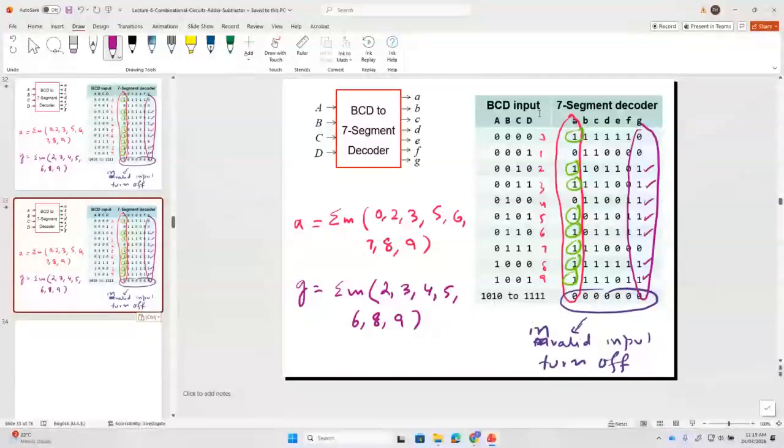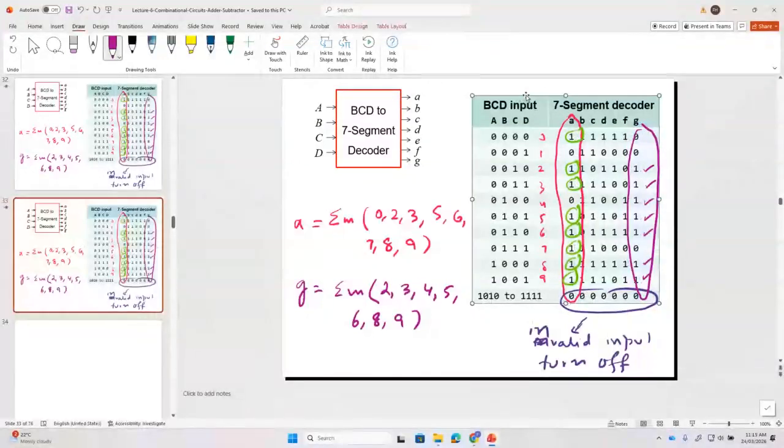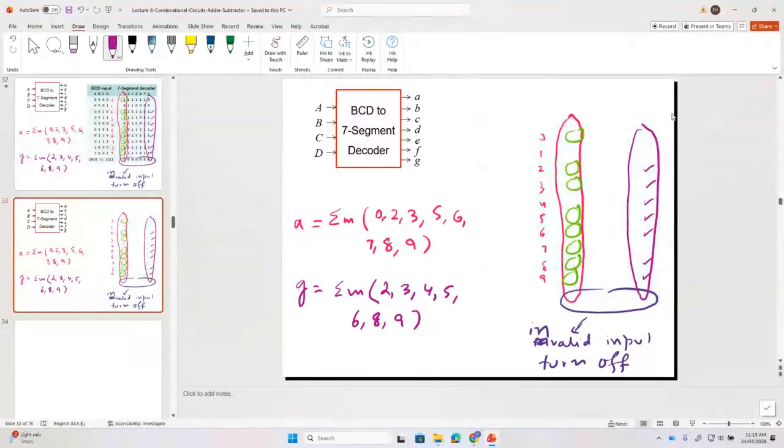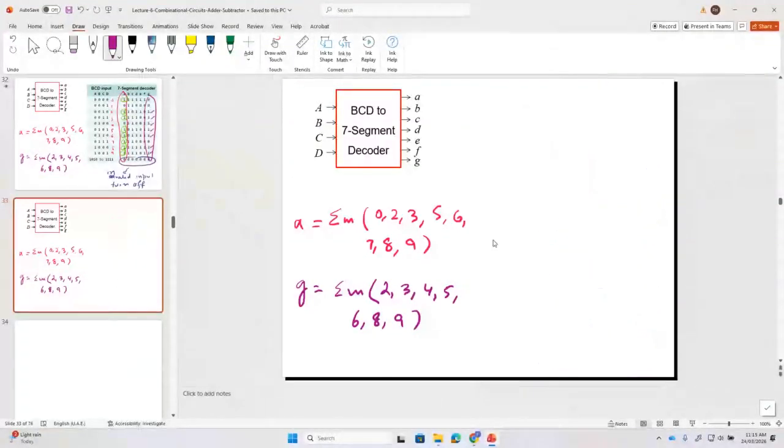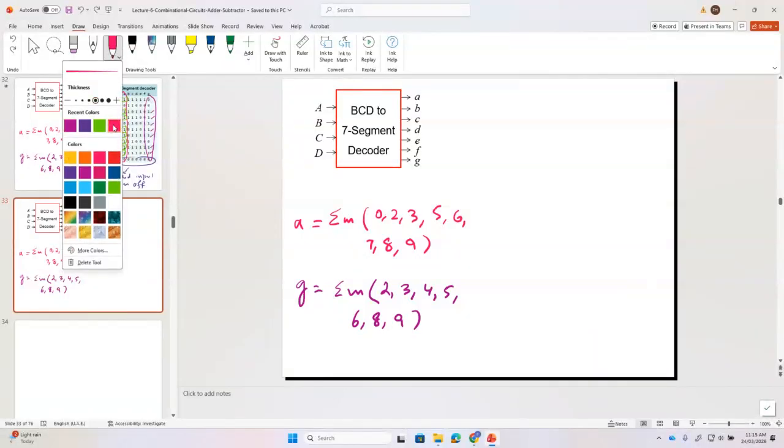Okay. Now what I'm going to do is rub this out. Now, can you see here? Now we have A, and we want to solve for A. Remember, in the Karnaugh map, this is my Karnaugh map and I want to solve for A. Please remember, for A we are using the red color.